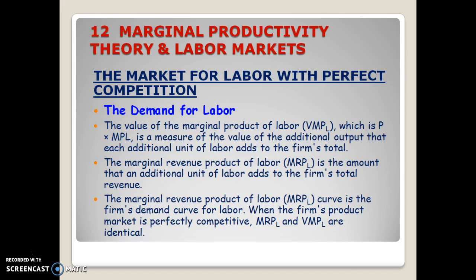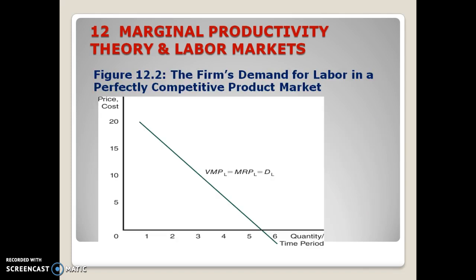The demand for labor is looking at this concept of the marginal revenue product, which is the amount that an additional unit of labor adds to the firm's total revenue. So how much additional revenue does a worker add to the total output of the firm? When we try to calculate this, it's the additional revenue received from adding an additional worker. Here's the demand curve for the demand for labor. You'll notice it's based off of the marginal revenue product.